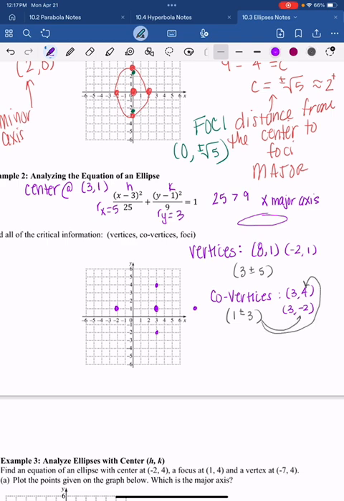Okay, and now come the foci. Okay, so I got to find this value of c. Always the major minus the minor. So my major axis is 25 minus the minor axis, which is 9. That's going to equal c squared. So I believe that is plus or minus 4.